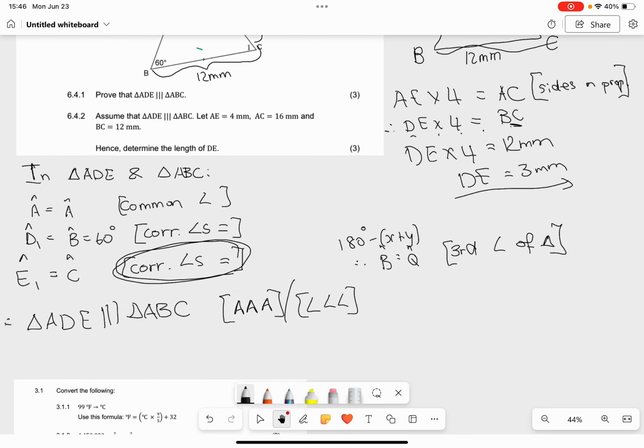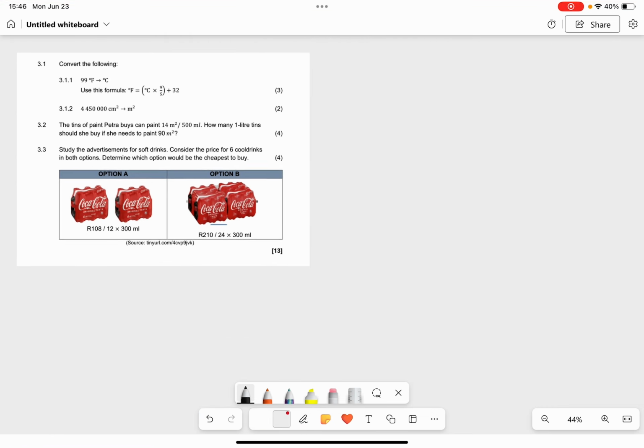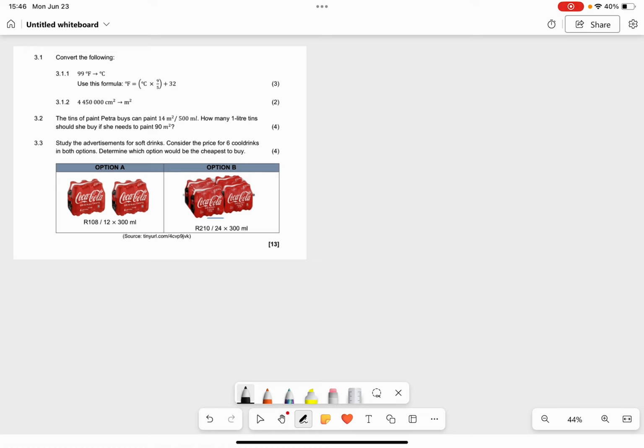Okay, moving on swiftly. Convert the following. This question is so easy. Number 3.1.1. Very, very easy question. Look at this.